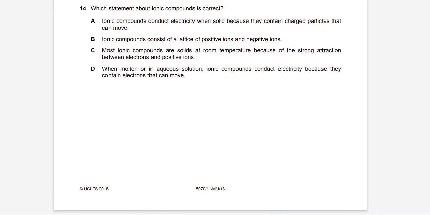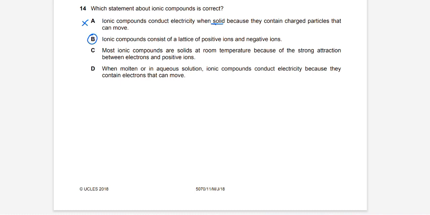Which statement about the ionic compounds is correct? Ionic compounds conduct electricity when solid because they contain charged particles that can move. In case of solid, they cannot conduct electricity, because the charged particles cannot move. Ionic compounds consist of lattices of positive and negative ions. Yes, this is the correct option, if they have the lattices of positive and negative ions.